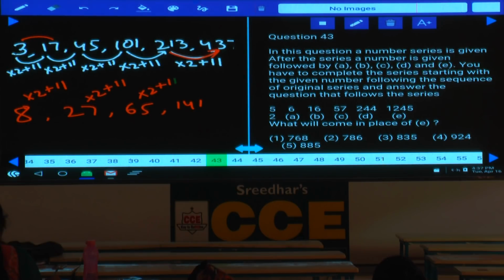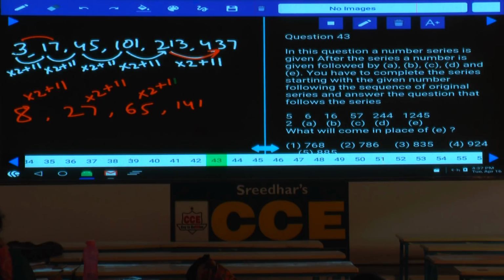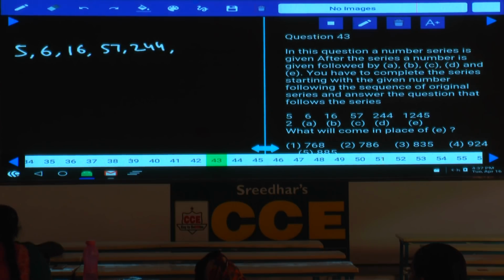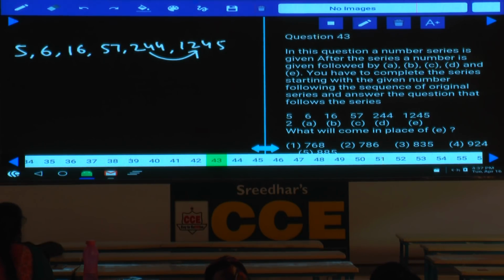Now in this question number 43 again, the first number is 5, the last number is 1245. As the numbers are increasing at a very fast rate, it must be under product. 5 and 6 cannot be related by product, hence it must be under combination. Now in the case of combination, 5, 6, 16, 57, and after this 57, 244, and the next one is 1245. And again try to work out this one. 244 into how much? 244 into 6 will be very much, isn't it?